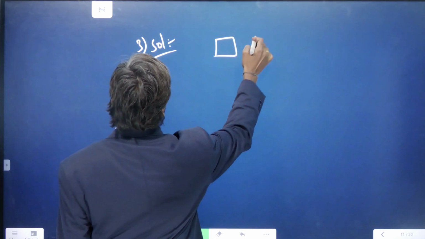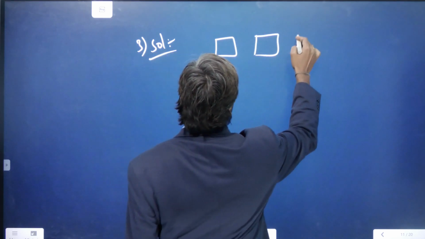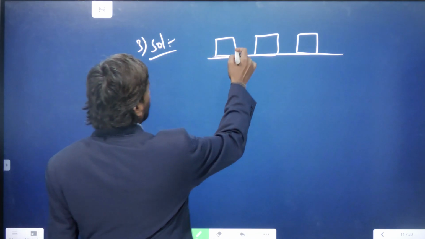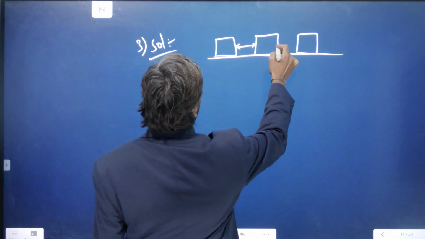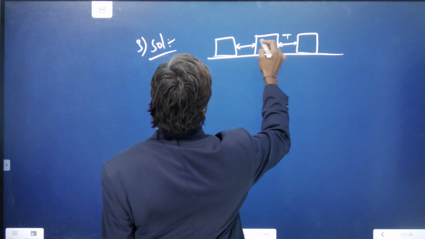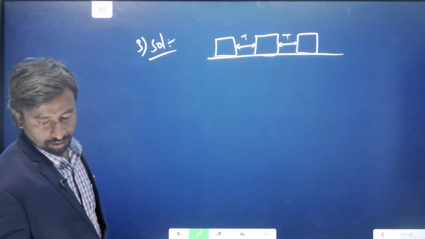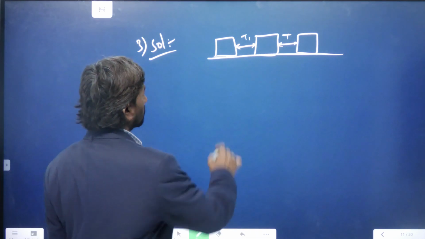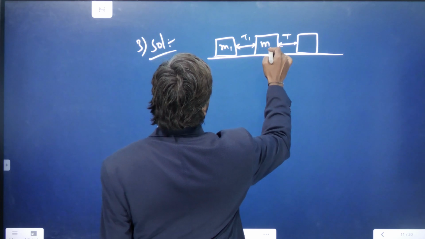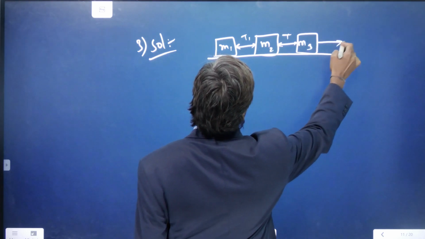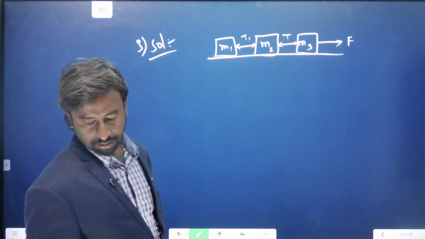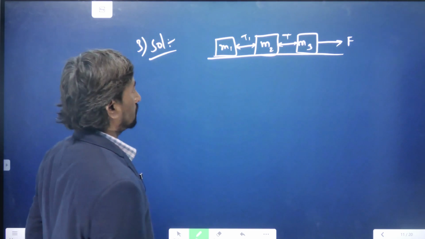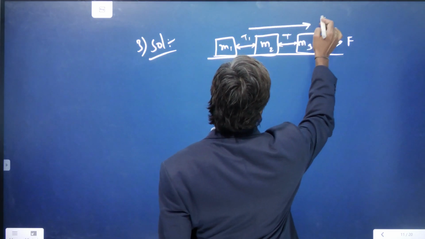So the mass of the block is here. Here the tensions T1 and T2 will be there. Here T1 is given and the masses M1, M2, M3 are given. A horizontal force is applied there. Then they are asking for the acceleration of the system, if the force is moving with acceleration A.